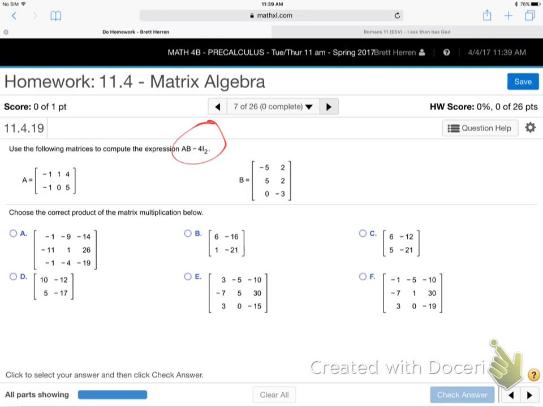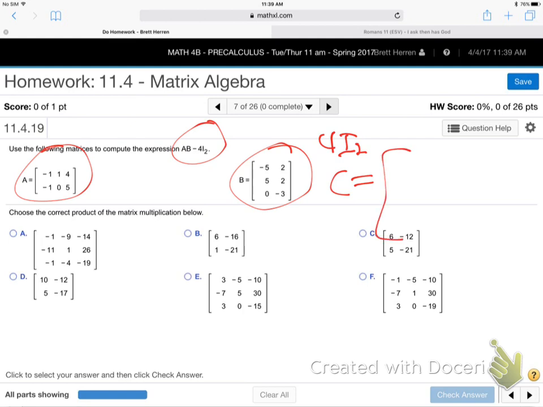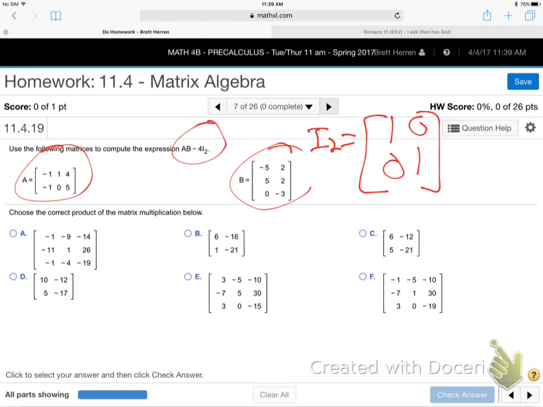So they want me to go A times B minus 4 I2. So what I would do is type A into my calculator, B into my calculator, and then just multiply them on your main screen. And then I would put the 4 I2 right into matrix C, for example. So remember, let me do it more slowly. I'm probably going too quick. What is I2 again? 1's down the diagonal, 2 by 2.